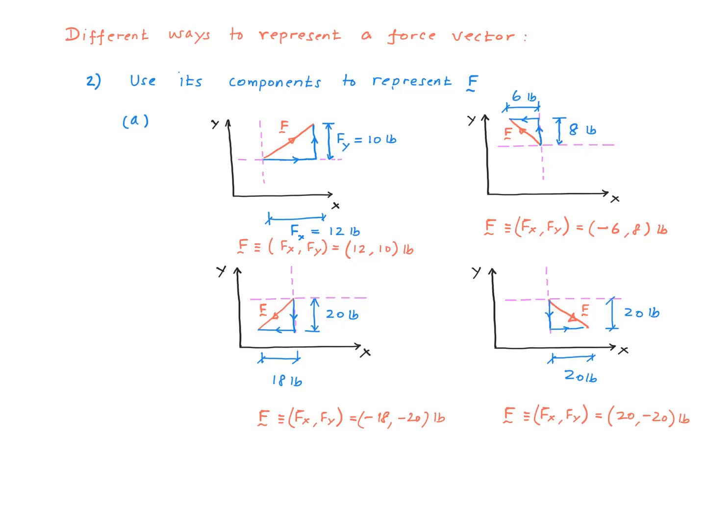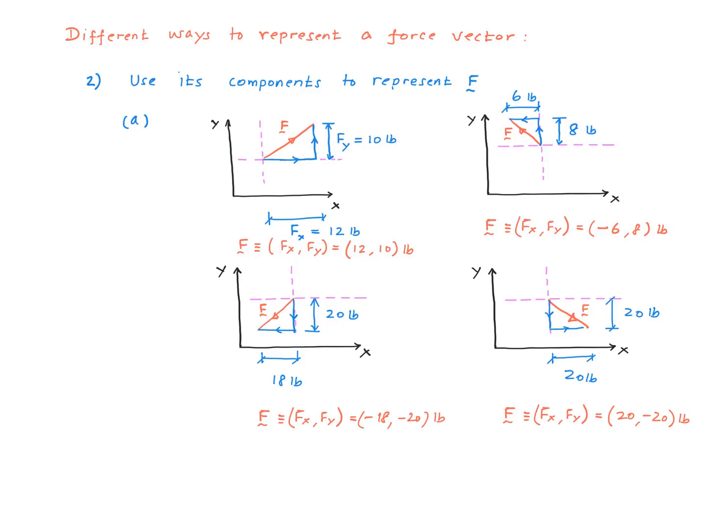Now let's look at the second picture here. This length is 6 pounds, this length is 8 pounds. So those are the magnitudes that go in this expression here. In terms of directions, you can see the arrow for the x component is in the negative x direction, and therefore you put a negative sign in front of that. But the arrow on the y component is still in the positive y direction, so there's a positive sign in front of that. Now you can easily follow these cases.